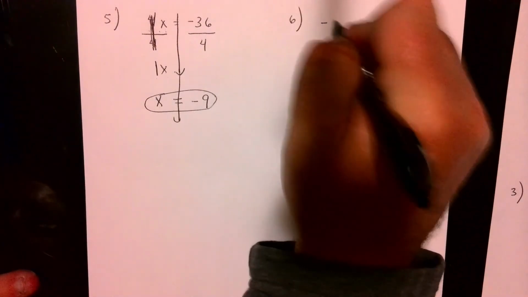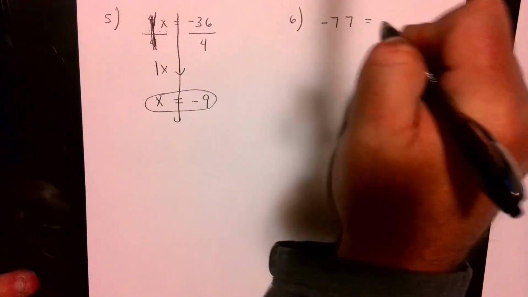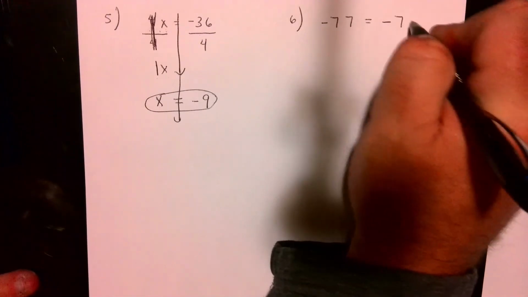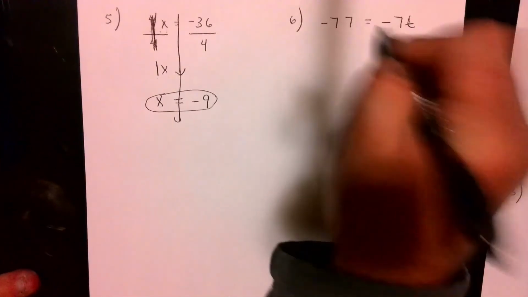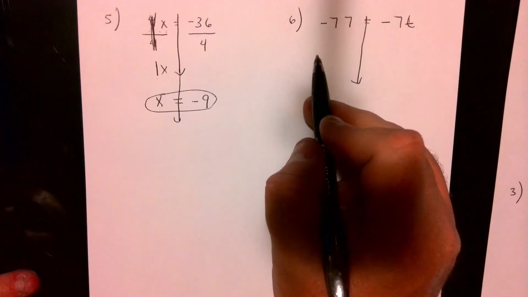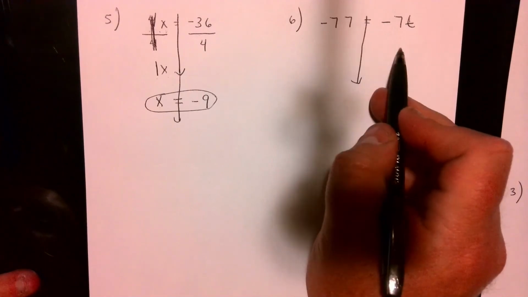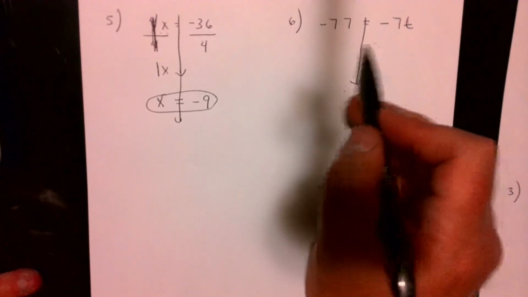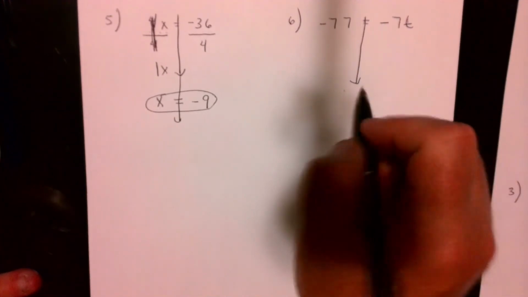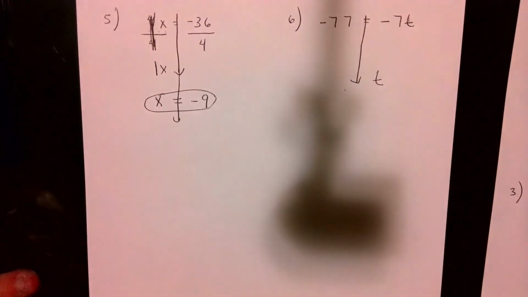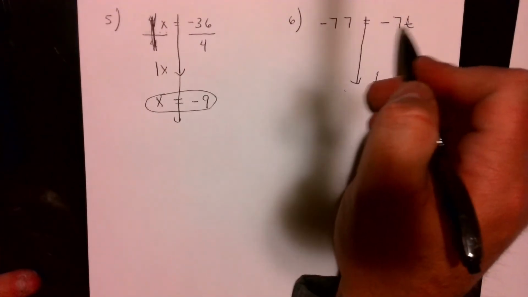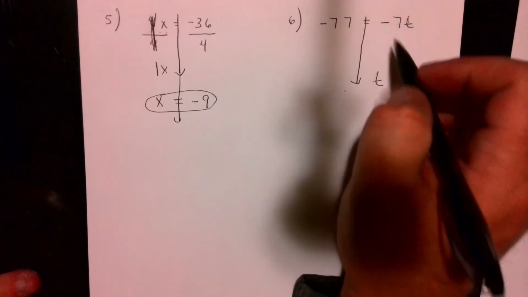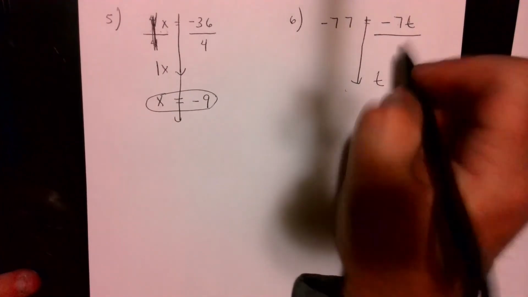Same rule applies if it's on the other side. If we have negative 77 equals negative 7t, break the problem in half, find the variable you're solving for, which in this case is t. He's on the right hand side. Be careful. Two things side by side mean the times. So the opposite is divide.